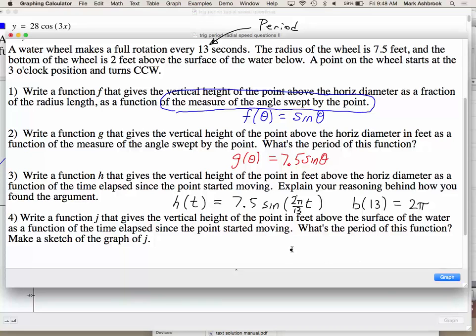Okay, function j. Any questions on that? Again, reasoning about the argument reaching 2 pi, we're looking for the coefficient. We need the coefficient that creates the situation where when the input hits 13, that whole argument reaches 2 pi. All right, j. Back to blue.